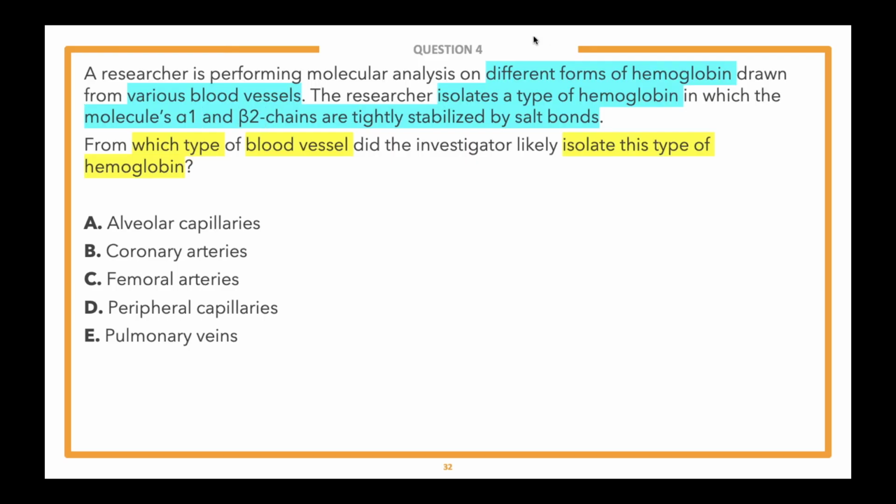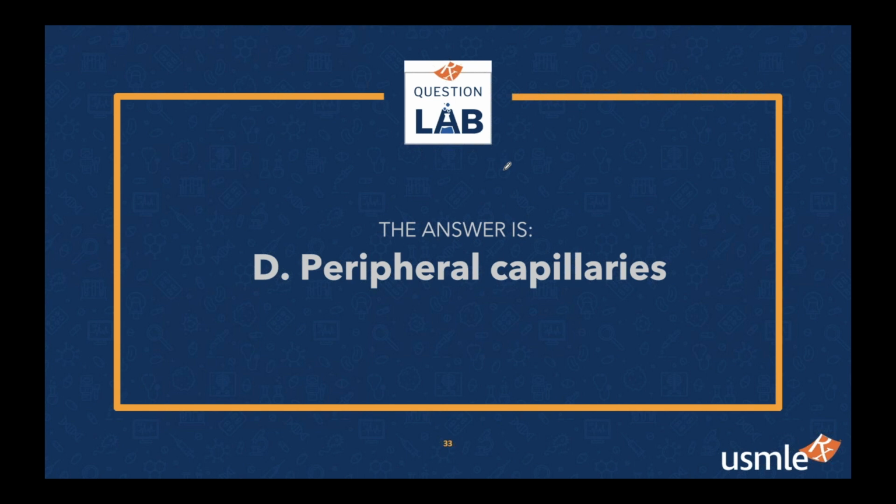So let's take a look and see what the correct answer is. And the correct answer is D, peripheral capillaries, and 28% of you got it right. So once again, a challenging question. Let me hand it off to Paris so we can make it easier for us. Paris. Thank you, Sean. So once again, definitely a tough question here.